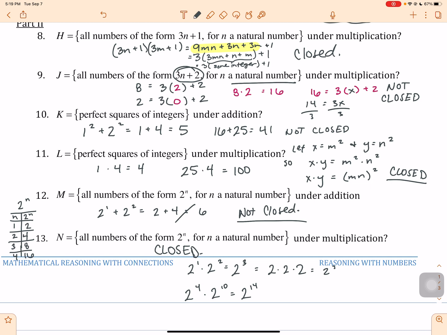And you could do it in an arbitrary way, like instead of using numbers, you can do 2 to the x times 2 to the y is equal to 2 to the x plus y. And that right there, bam, that's some form of 2 to the n power. It's closed, right? Sounds good.